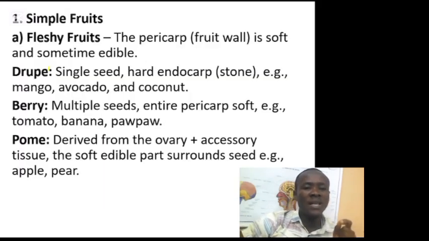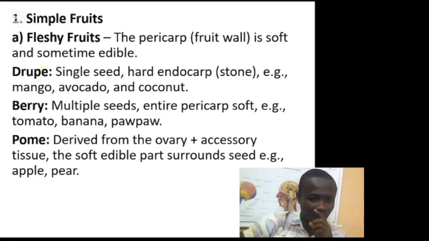Now, in this single fruit, we have what we call fleshy fruit and we have dry fruit. The fleshy fruit is also called succulent fruit. Now in here, the pericarp, that means the endocarp, the mesocarp, and the exocarp, they are soft and sometimes they are edible. So we have three types of succulent or fleshy fruits.